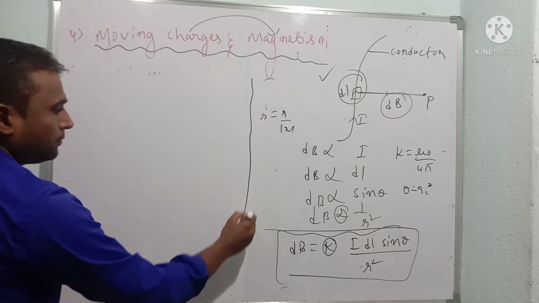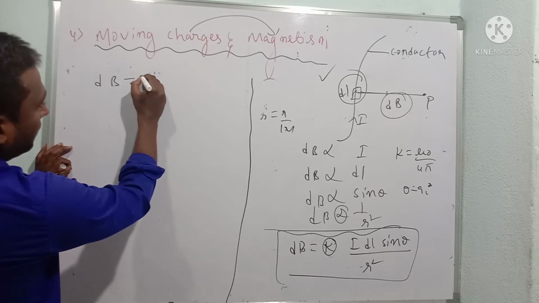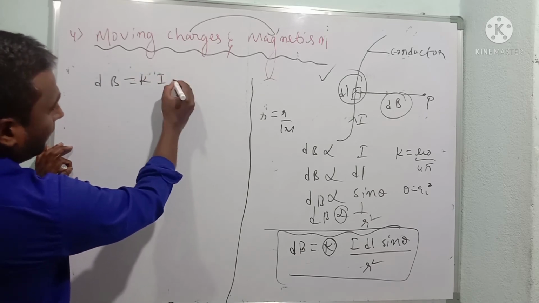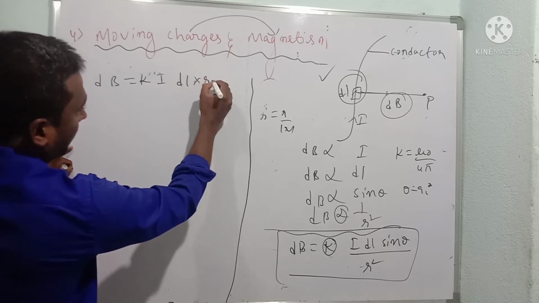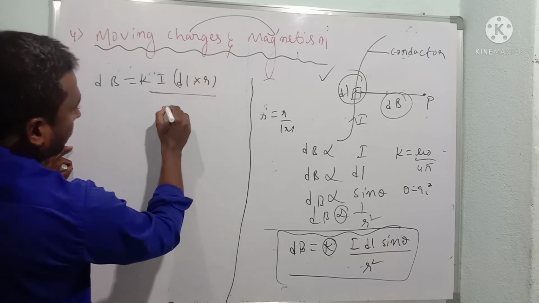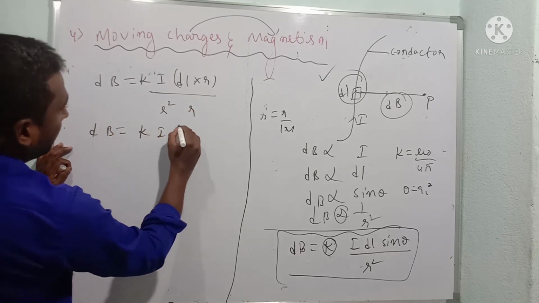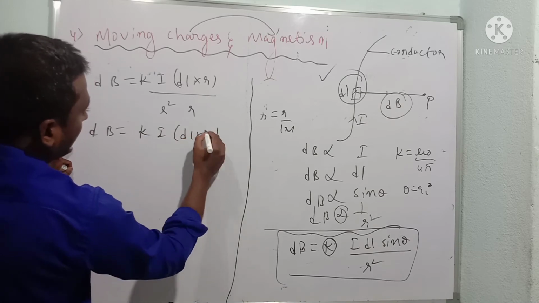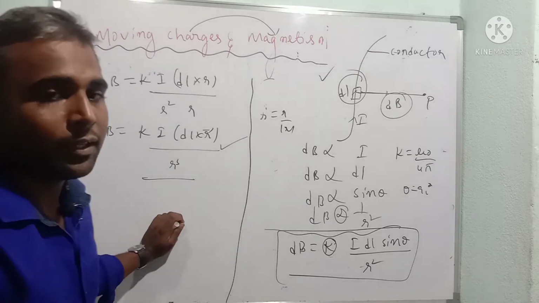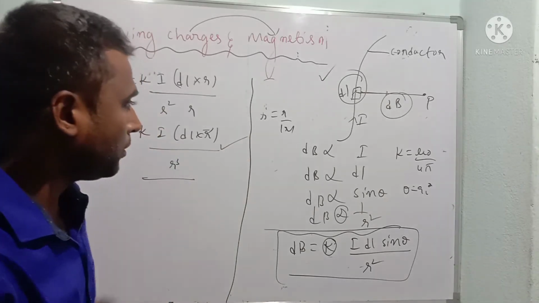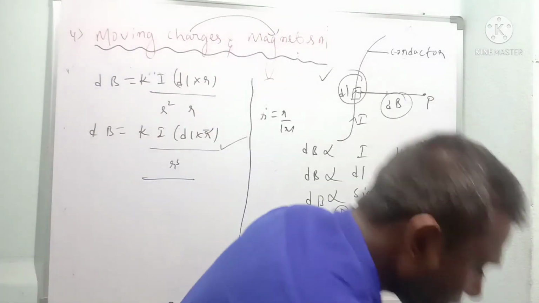So children, dB is equal to k into I, dl cross r divided by r square into r. It becomes dB is equal to k into I, dl cross r unit vector divided by r cube. This is the vector form of Biot-Savart's law. Please note it down. Later on, the last topic, Ampere's circuit law.